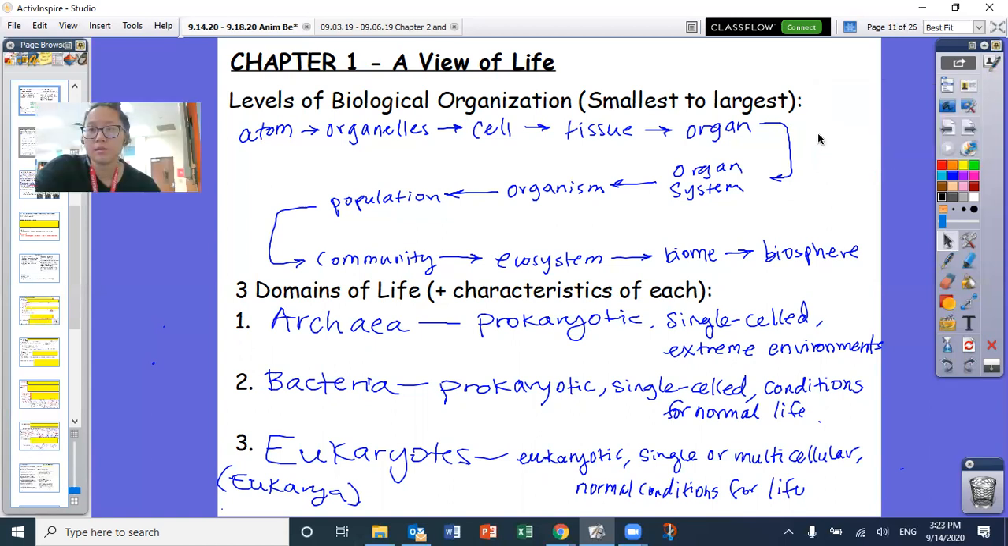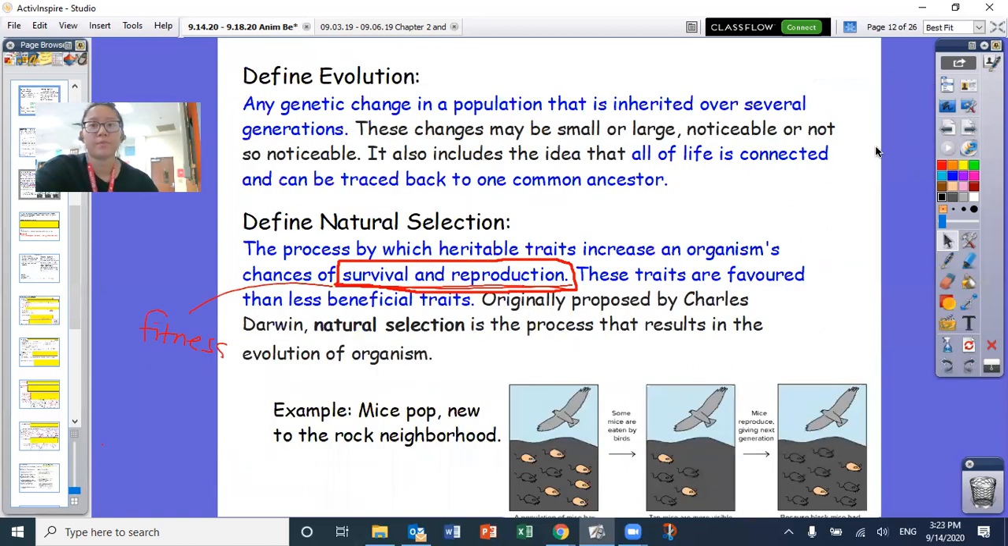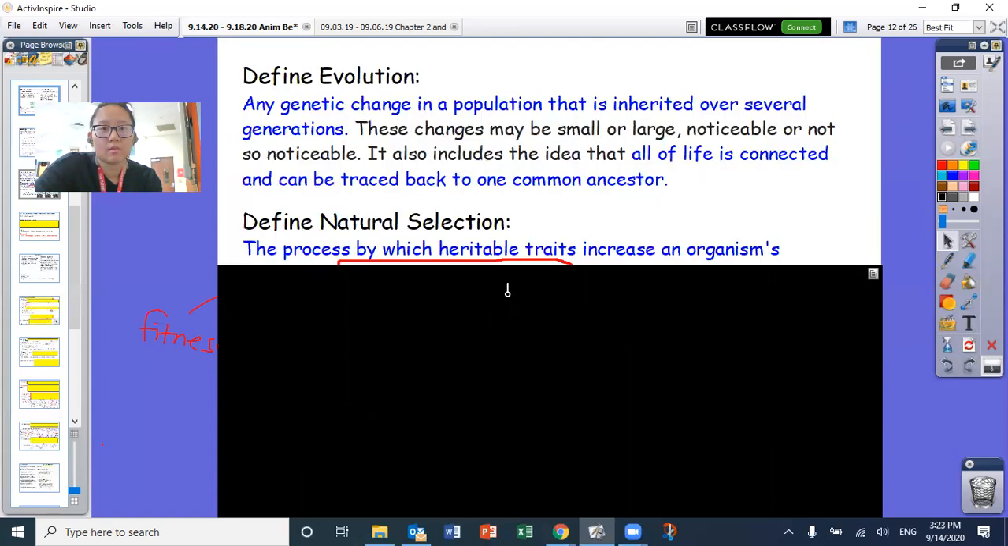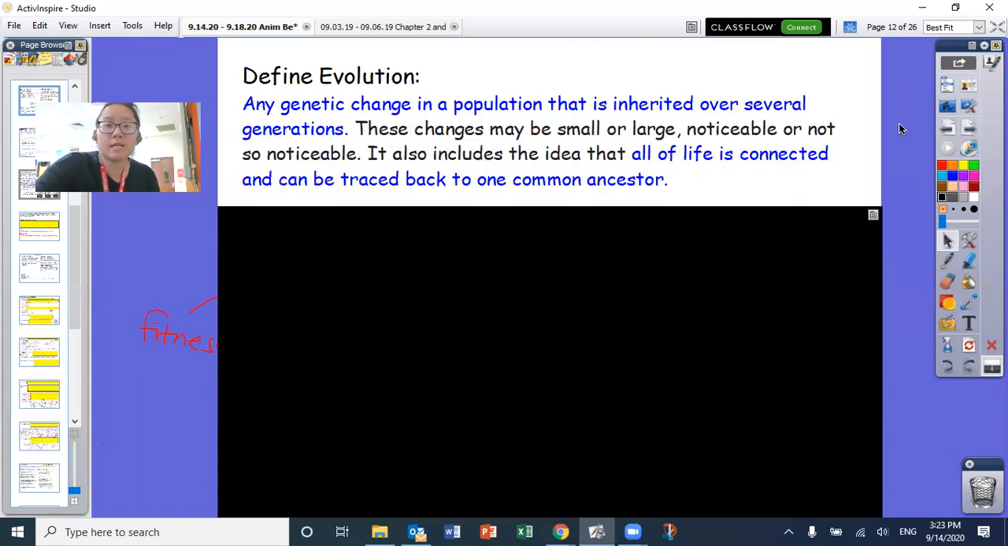Okay, so moving on, we don't actually have that much more to go through. To define evolution, I'm going to have you guys write this down. You can write it down exactly how it is, or you can write it down in a paraphrased way after you read it for yourself.